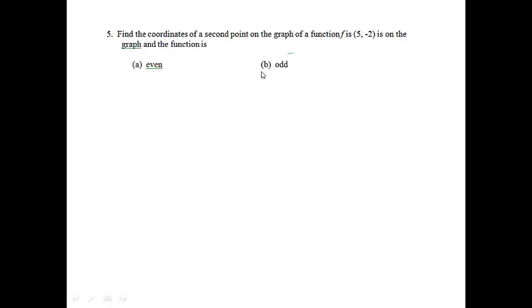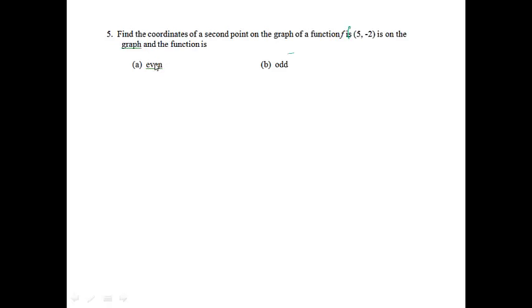Find the coordinates, number 5, find the coordinates of a second point on the graph of a function if 5, -2 is on the graph and the function is even and then the function is odd. Okay, this is testing, do you know what an even function is?